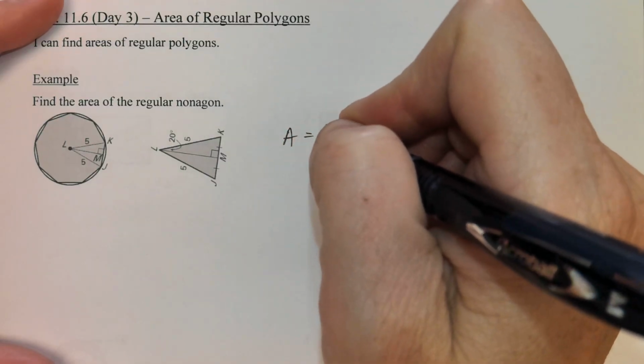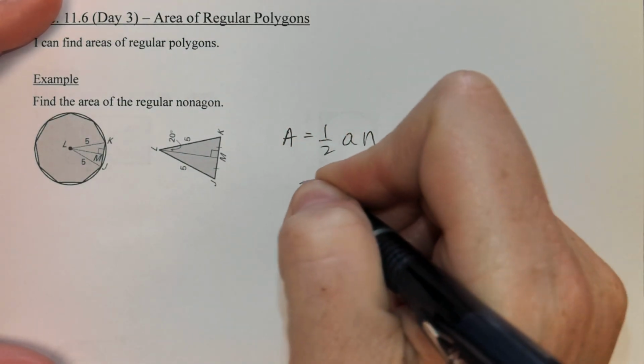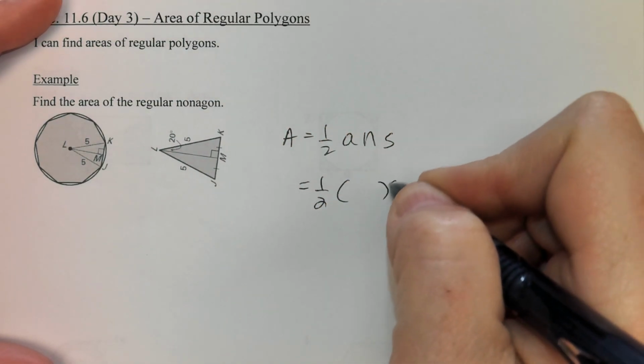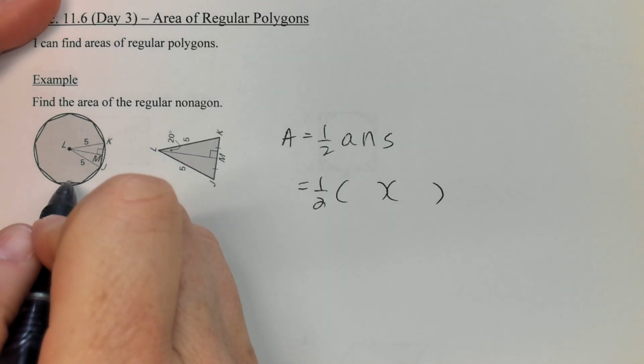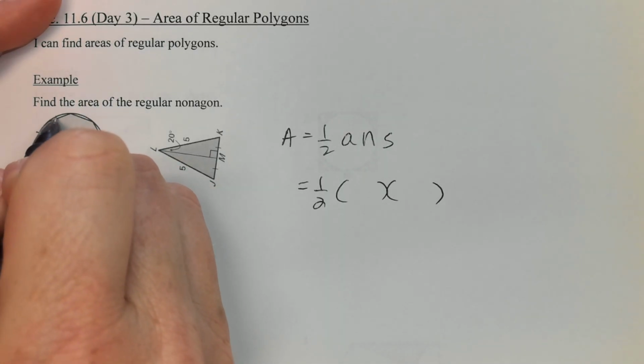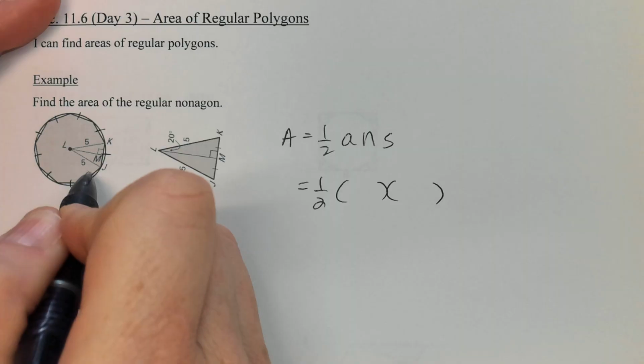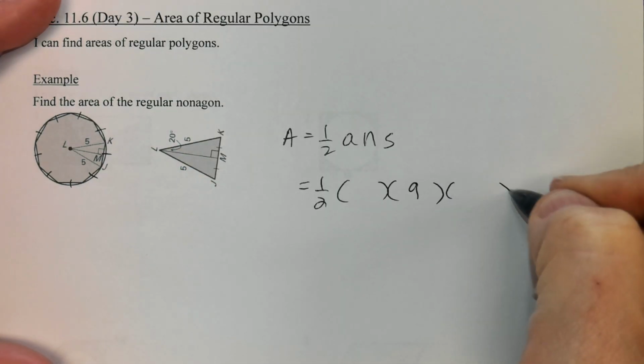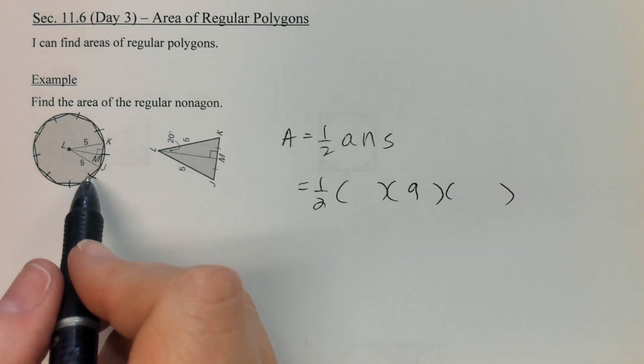So we know our area formula is 1/2 A N S. I'm going to need to find my A. My N, be careful when you count these. So that's 1, 2, 3, 4, 5, 6, 7, 8, 9 sides. And side length, I also don't know.